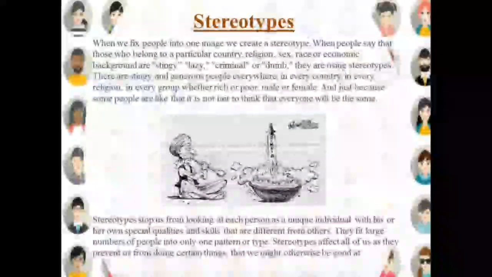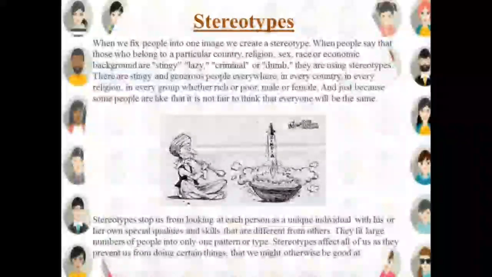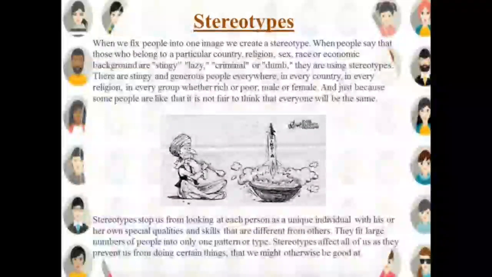Now let us move on to another topic, another form of discrimination, which is stereotype. Whenever we fix people into one image, we create a stereotype. When people say that those who belong to a particular country, religion, race, or economic background are stingy, lazy, criminal, or dumb, they are using stereotypes. There are stingy and generous people everywhere in our country, in every religion and in every group, whether they are rich or poor, male or female.